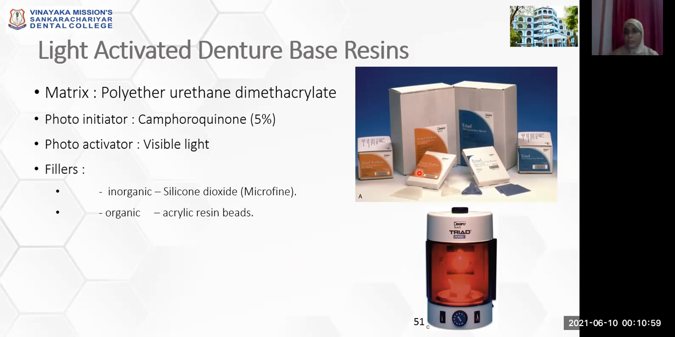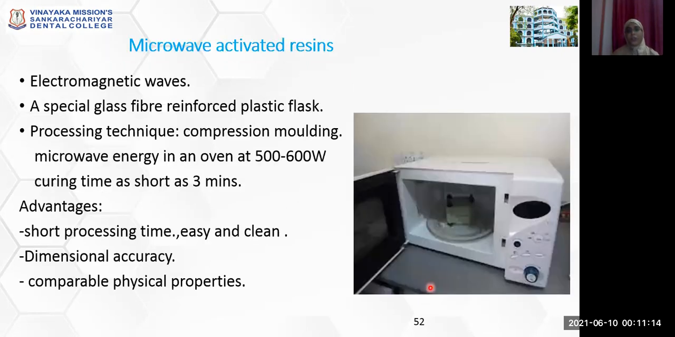So as you can see in the figure, it is available in the form of sheets. You have to adapt it over the cast, shape it to the desired form, and then cure it inside the curing unit. You also have something called microwave activated resin.